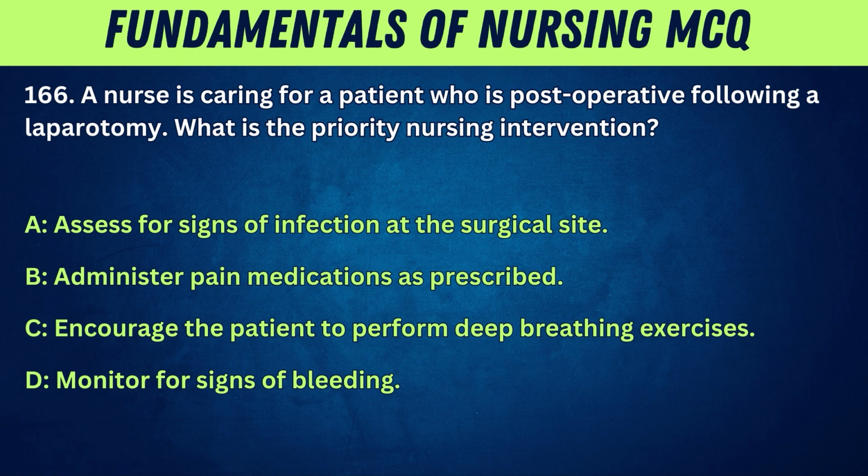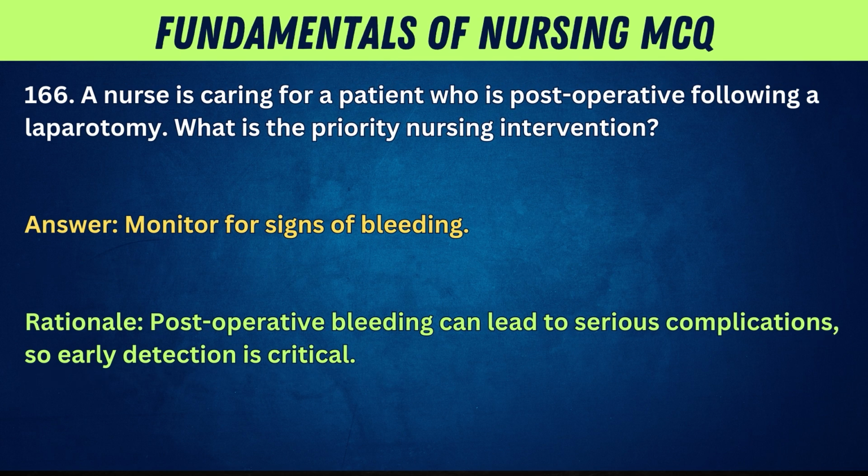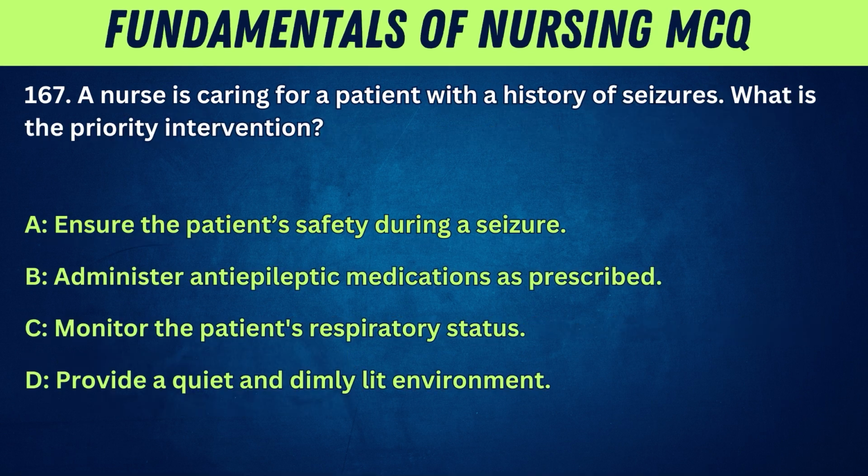166. A nurse is caring for a patient who is post-operative following a laparotomy. What is the priority nursing intervention? A. Assess for signs of infection at the surgical site. B. Administer pain medications as prescribed. C. Encourage the patient to perform deep breathing exercises. D. Monitor for signs of bleeding. Answer. Monitor for signs of bleeding. Rationale. Post-operative bleeding can lead to serious complications, so early detection is critical.